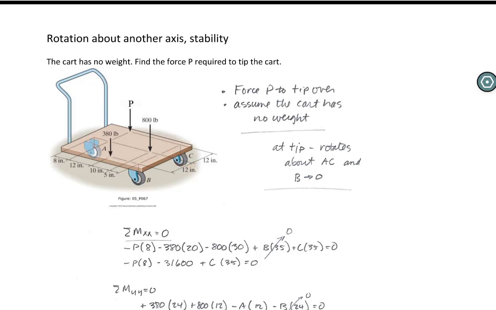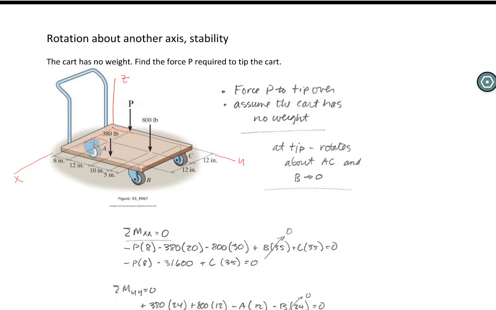axis. It would rotate in this direction, about that axis, if I were to push too hard on that. So in other words, at tip, it rotates about AC, and what happens over here? B goes to 0. So that's the same kind of thing that we did before, and that's what we do in 3D. Alright, so I don't see any axes identified here on the picture, so I'm going to define some axes, and I'm going to call this my x-axis. This will be the y-axis, and then the z-axis kind of comes from that point right up there.